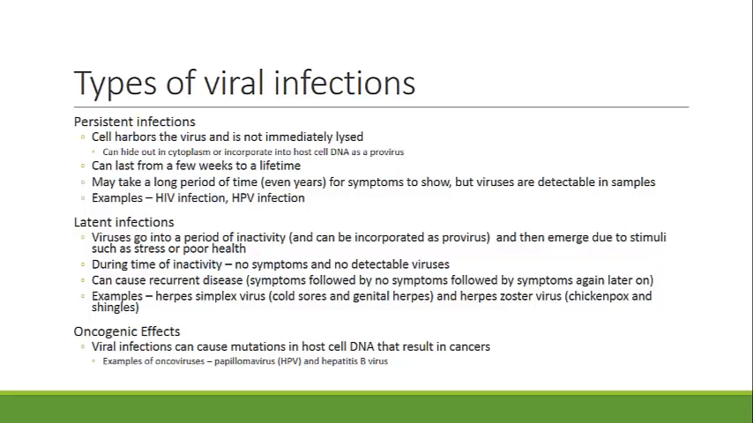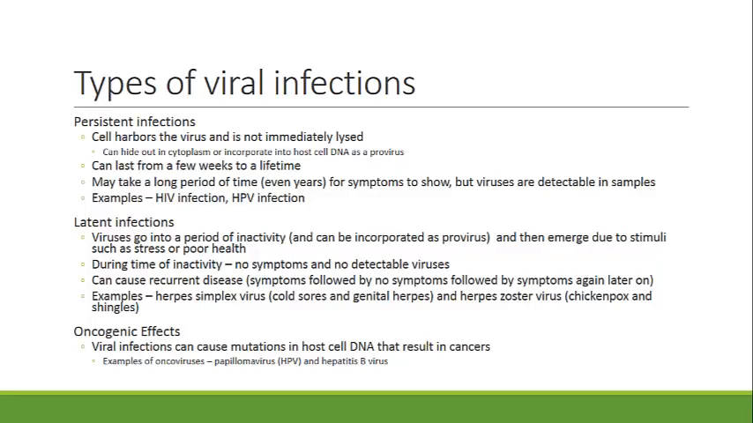They can show up weeks later or they can show up years later. But detectable viruses are found. They might be in very low levels, but you are able to detect viruses in persistent infections. And examples of a persistent infection would be an HIV infection or an HPV infection.